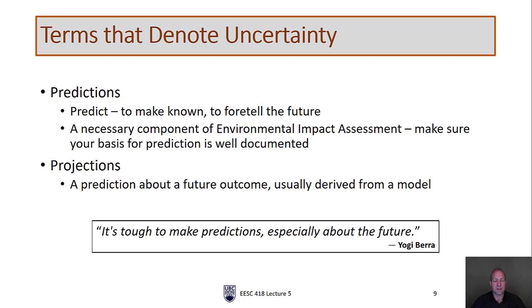We have to make predictions. We have to be able to say the impact of some project will be X, Y, or Z. And then we must be able to back that up and say why we believe that. So that would be based on a model, based on the similar impact we've seen from a similar operation, or some other line of evidence that we can clearly use to support that prediction. A projection is similar, but a projection is usually derived from a model, and it's usually about a future outcome, and it's usually some projection over time.